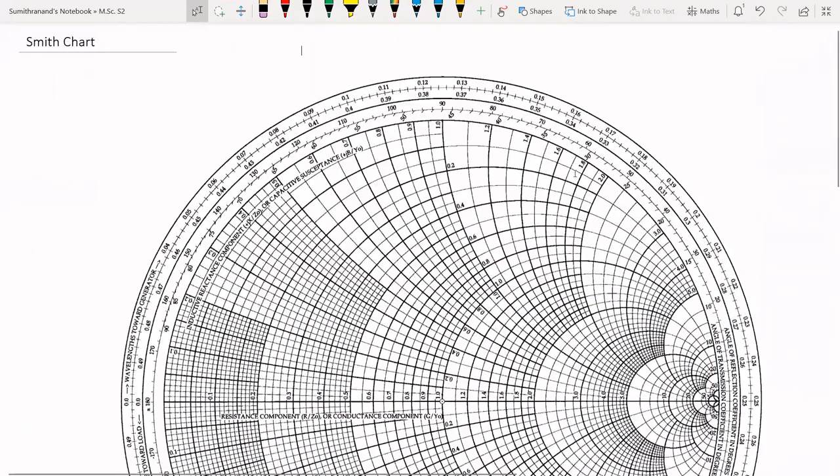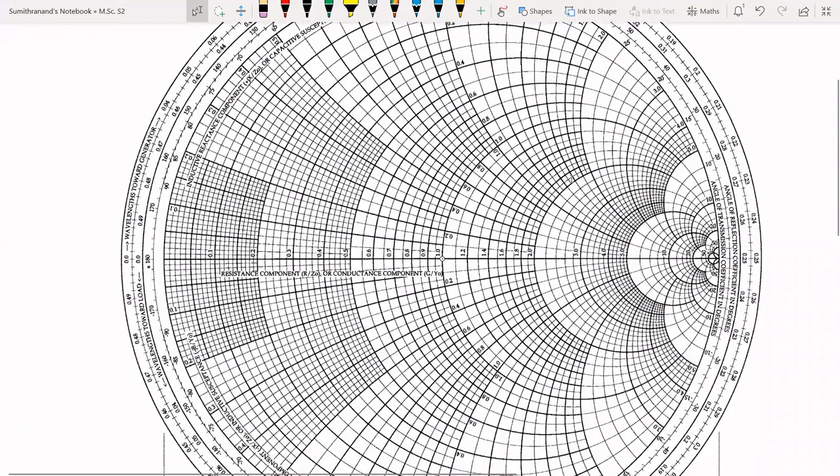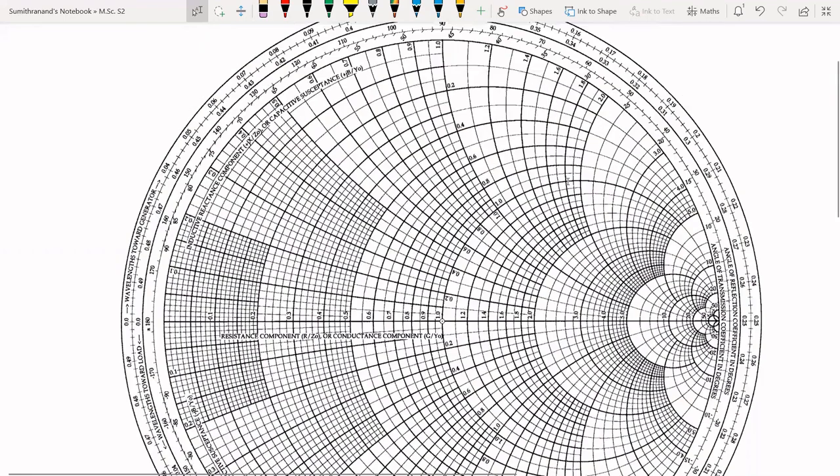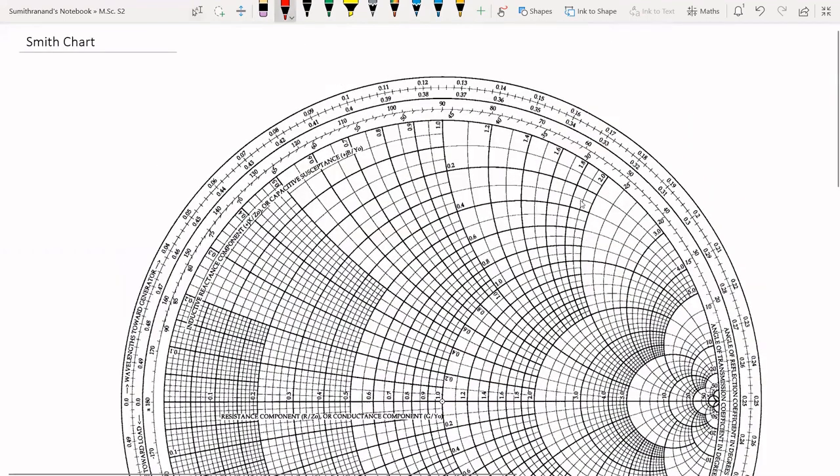In the previous sessions, we have seen the complex calculations of input impedance, voltage reflection coefficient, voltage standing wave ratio, etc. The solutions of the transmission line problems require complicated calculations using complex numbers. We have already done many derivations and calculations involving these complex numbers. So in 1939, P.H. Smith developed this Smith chart to analyze and design the transmission line circuits.